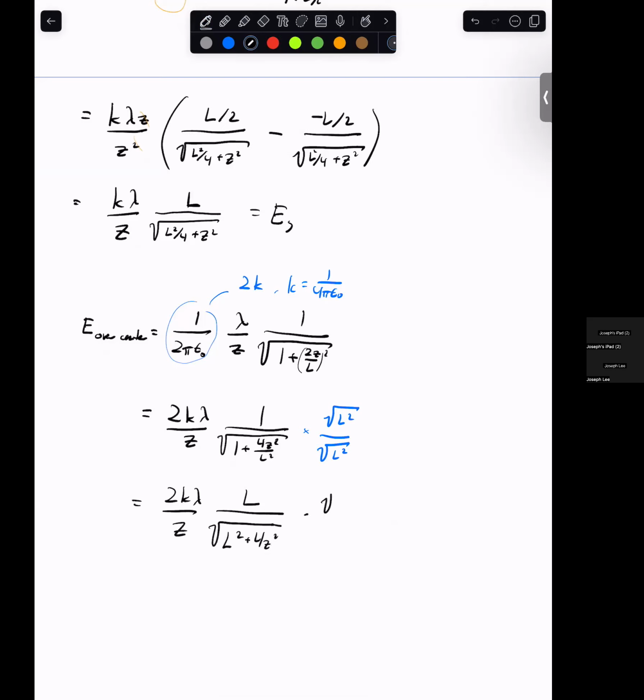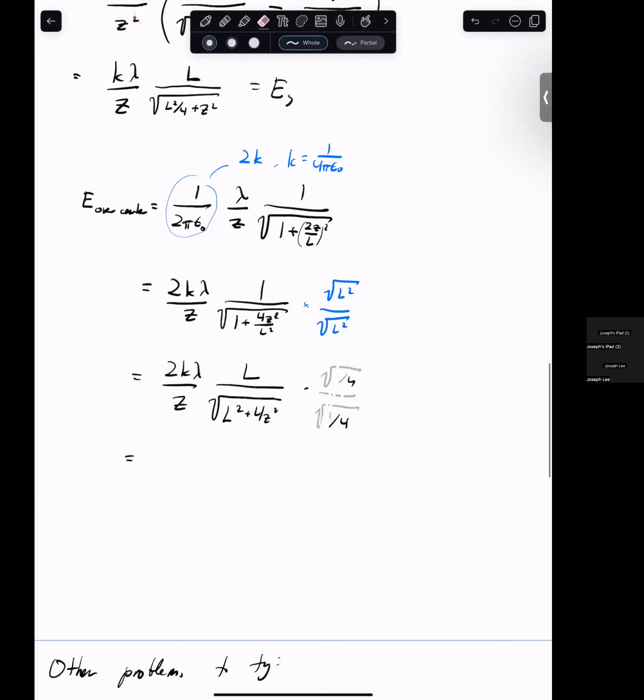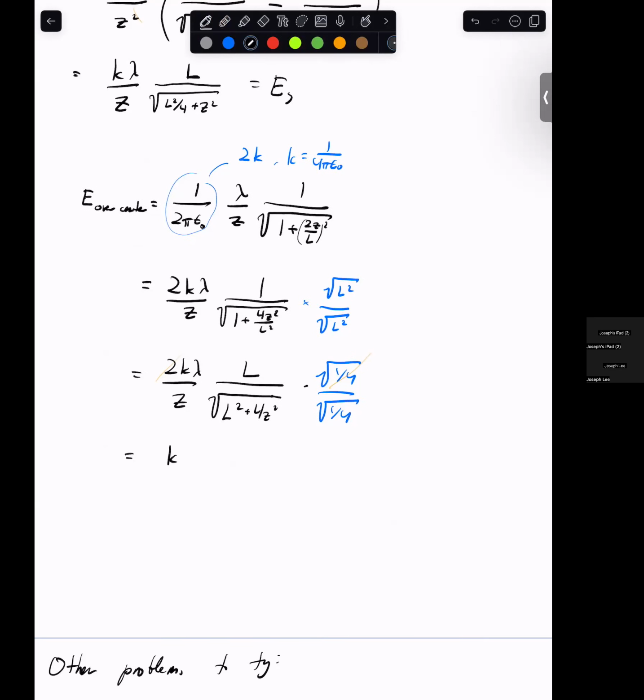And then I'm going to multiply by square root of 1 over 4 on top and bottom. Let me put this in blue so it's not too confusing. And that'll give me this 2 and the 4 will cancel because square root of 1 over 4 is just 1/2. And then I'm going to get a square root of L squared over 4 plus z squared. And you'll notice that these two are the same.